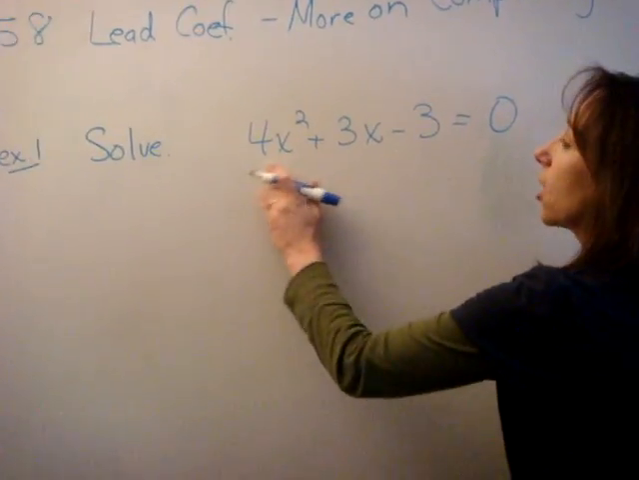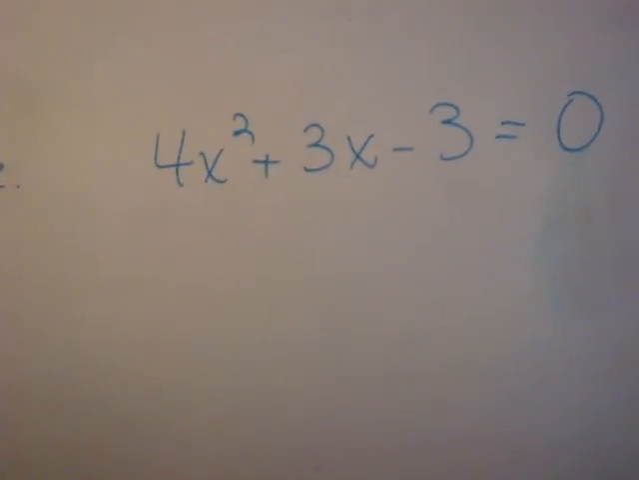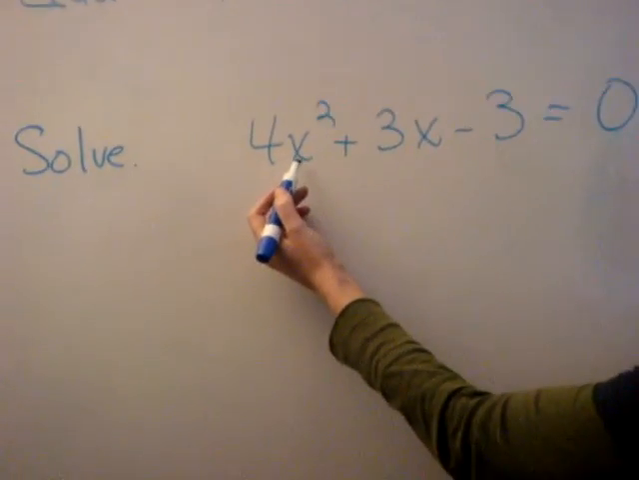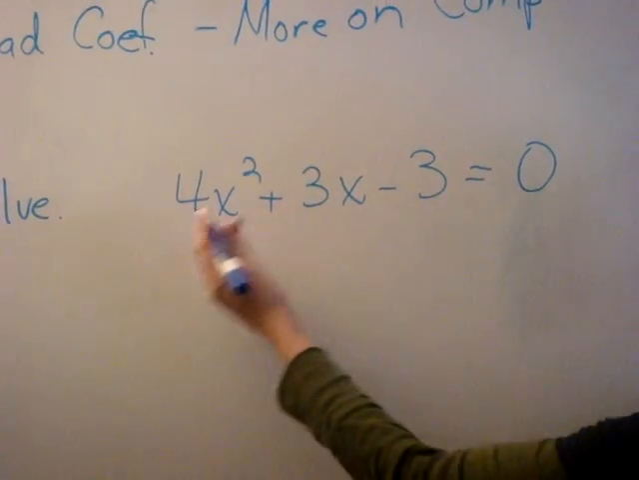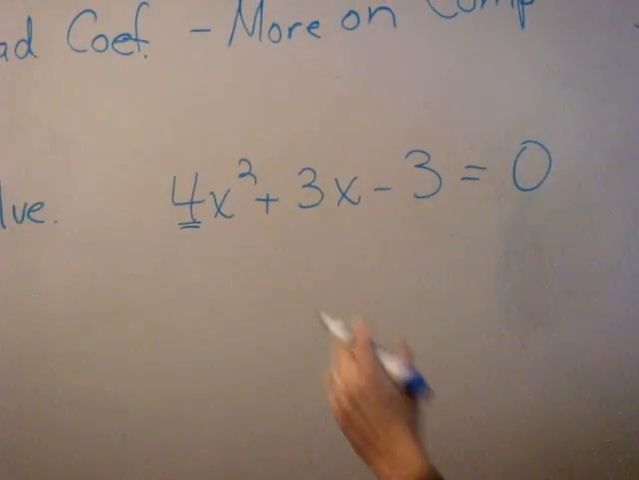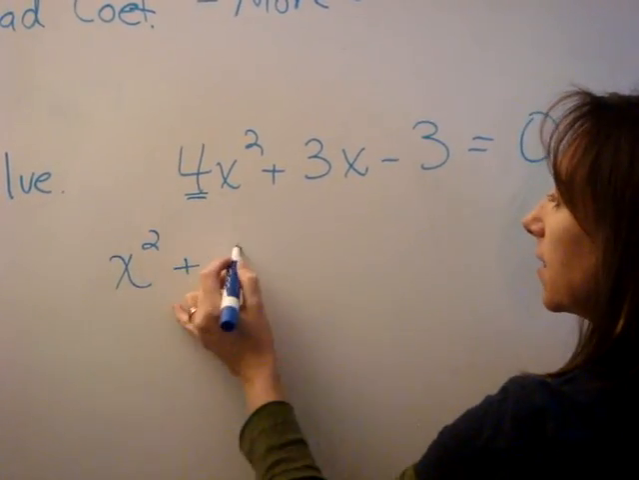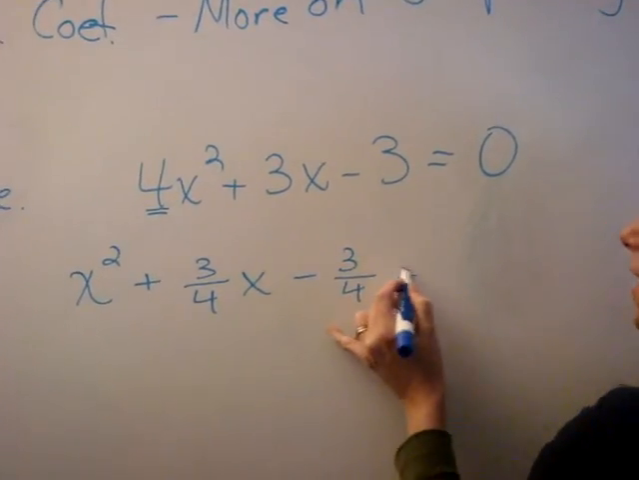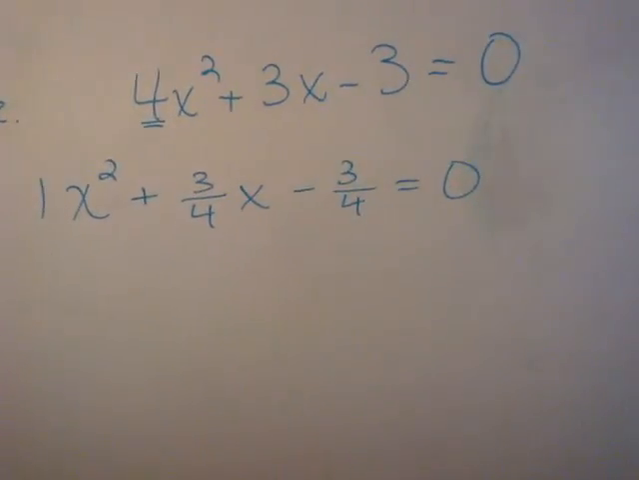You cannot have a number other than 1 in front of your x squared term in order to do the completing the square problems. So the first thing you have to do, if you're going to complete the square, is divide every term by the lead coefficient, unless it's 1, in order to make it 1. So I'm going to divide this term by 4 and get x squared, this term by 4, this term by 4, and now we have a lead coefficient of 1, and we can complete the square.